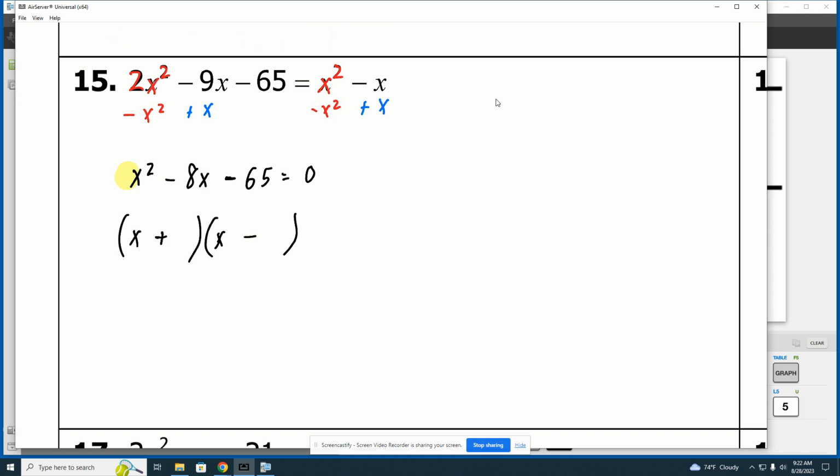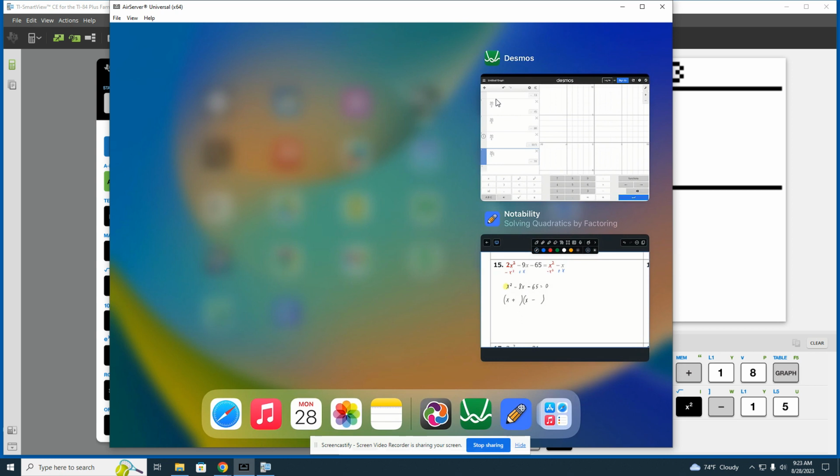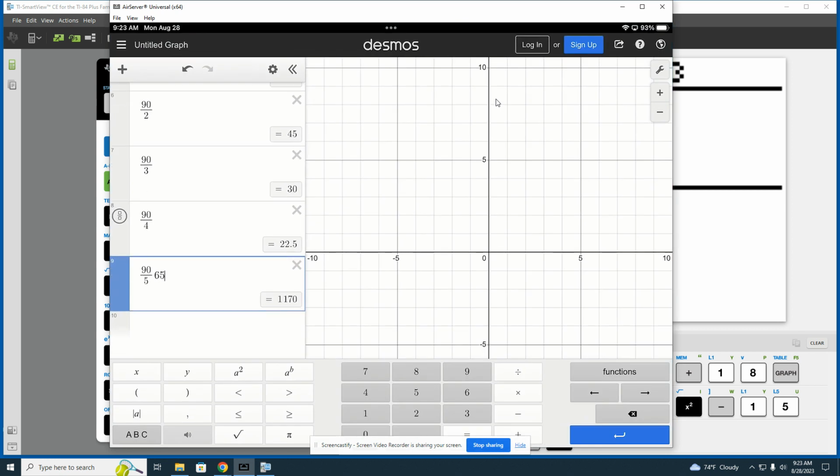Positive and a negative. So we're looking for the two numbers that accomplish what? Multiply to get 65, but have a difference of 8. Multiply to get 65, difference of 8. So let's go see. I'm going to use my Desmos since it's so much fun. So, multiply to get 65 with a difference of 8.